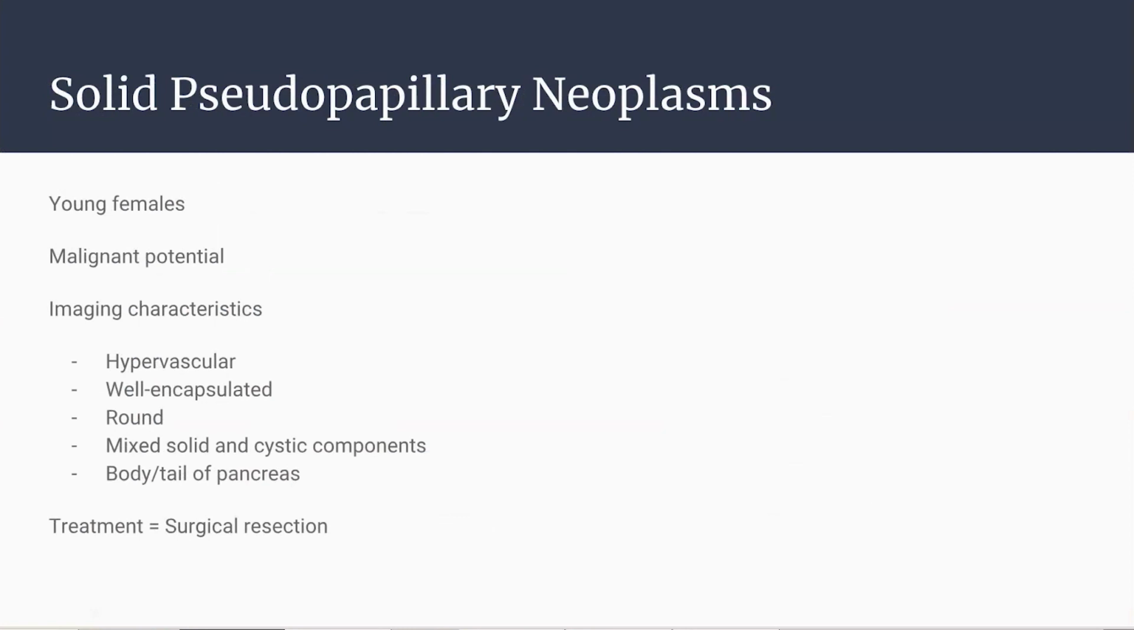Even in the setting of metastatic disease, surgical resection should be performed, including debulking of the metastases. Local recurrence can occur, and therefore close follow-up is needed. Even if recurrence does occur, it is still recommended to undergo surgical resection. Long-term survival is quoted at 95%, even in the setting of metastatic disease.